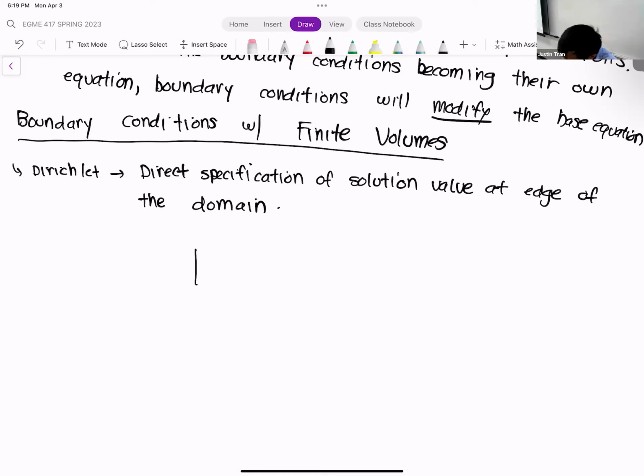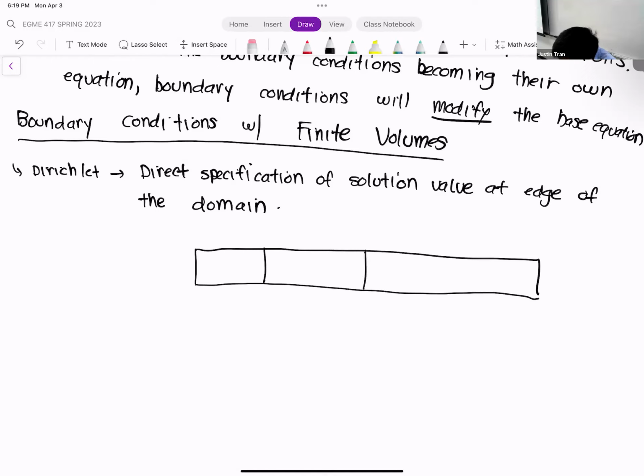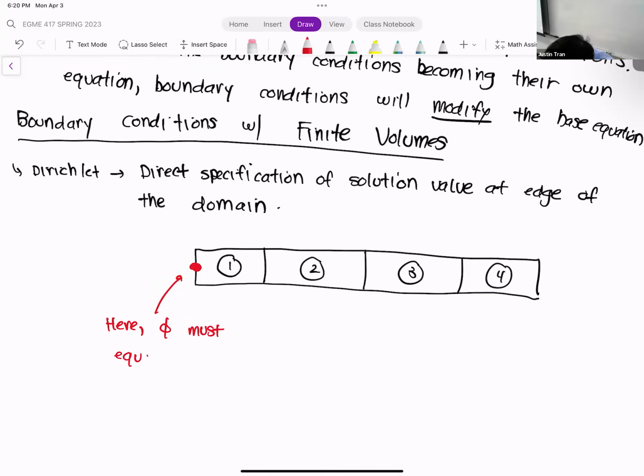And so visually it looks like this. Let me go ahead and draw our finite volume domain again. The Dirichlet boundary condition is like saying that on this edge of the cell here, and so let's say we have it on the left-hand side of the domain, that phi has to be equal to some pre-specified value phi naught.